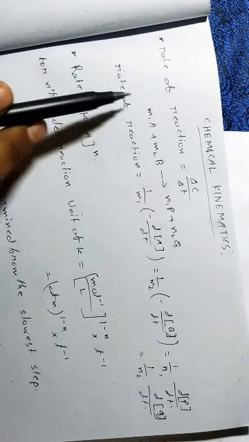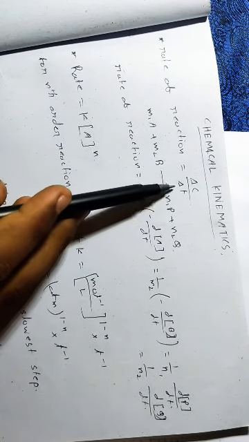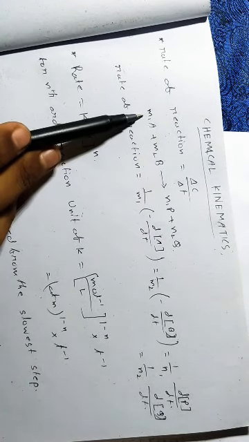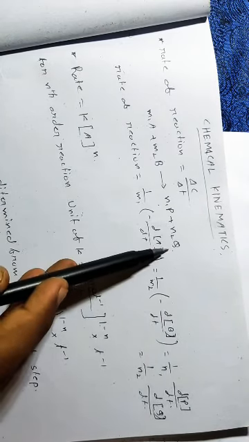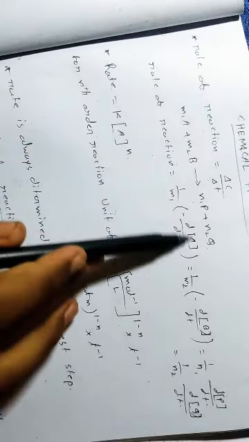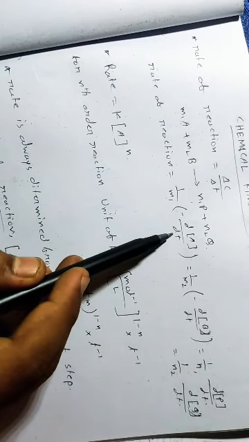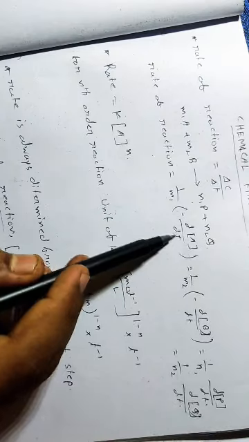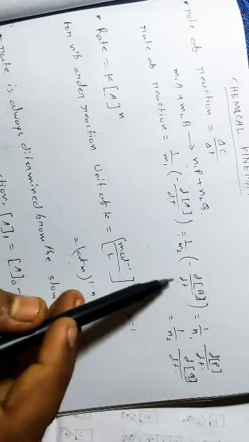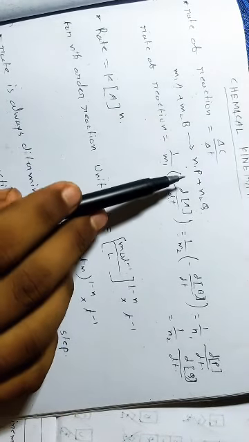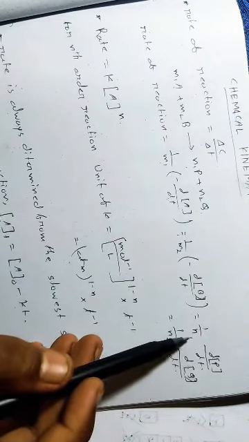At first, the rate of reaction equals del C by del T. Del C is the change in concentration in the time span of del T. Then, if the reaction is M1A plus M2B equals N1P plus N2Q, then the rate of reaction for this equation will be 1 by M1 into minus dA by dt. dA by dt is the change in concentration of A in the time span of T, equals 1 by M2 dB by dt. dB is just the change in the concentration of B in the time span of T.